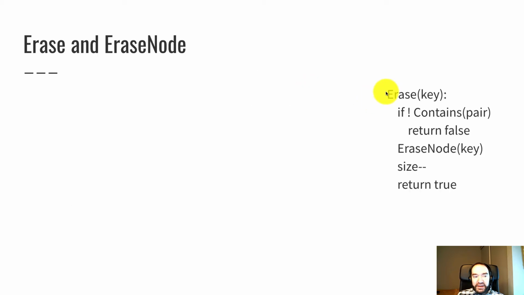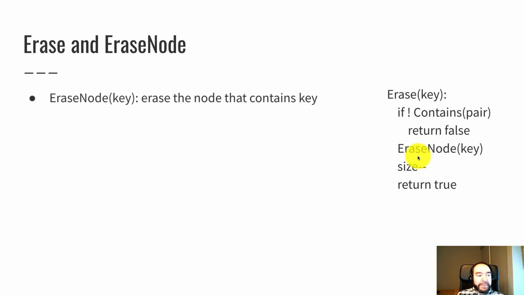So this is erase again. We already know how contains works and the other stuff is pretty rudimentary, but the thing we need to explain is erase node. So now let's look at how erase node works. What erase node does is it's given a key and it erases the node that contains that key out of the tree. This is a private helper function. It's not meant to be called publicly.